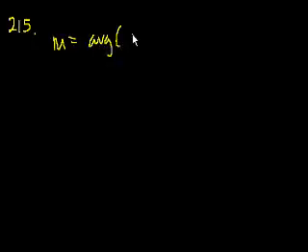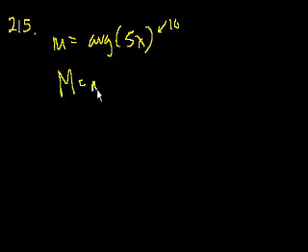Problem 215. If m is the average of the first 10 positive multiples of 5, and big M is equal to the median of the same thing, what is the value of big M minus small m?